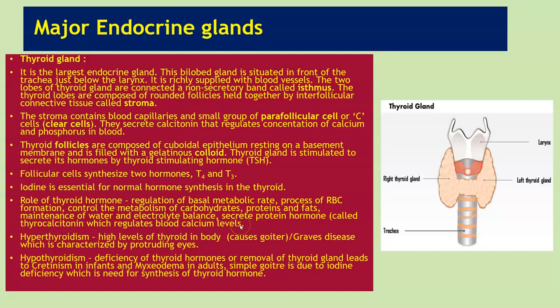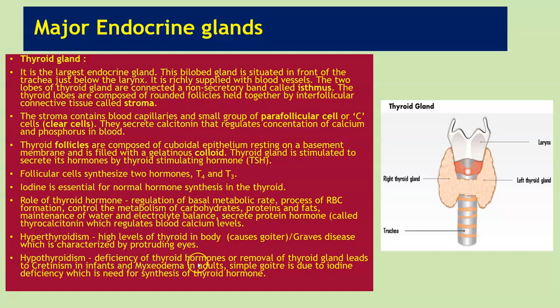Then we also have certain disorders that are associated with the hyper and hyposecretion of the thyroid hormones. Let us have a look at it. Hyperthyroidism, high levels of thyroid hormone in the body, which can cause goiter or Graves' disease, which is characterized by protruding eyes. There is also an increased BMR and weight loss. Increased BMR produces a range of effects like increased heartbeat, increased BP, high body temperature, nervousness, irritability, tremors of fingers, and bulging eyeballs.